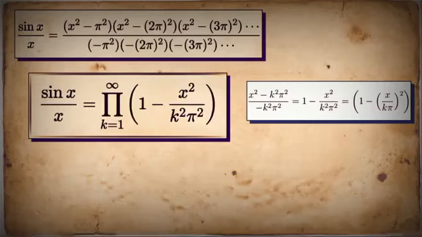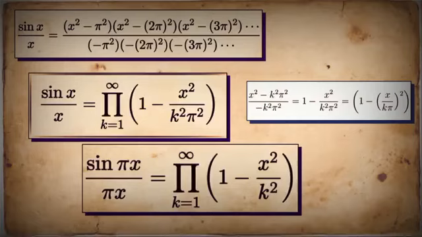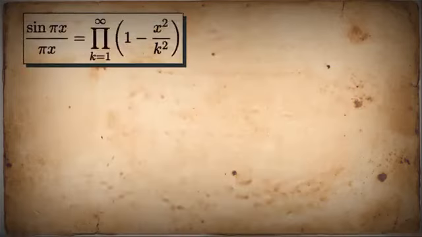Now we make a substitution to align the two formulas, replacing x with pi x throughout the sine product. The sine of pi x divided by pi x equals the product of factors 1 minus x over k squared, for k from 1 to infinity. The denominators are now just the positive integers, 1, 2, 3. No factors of pi appear. At this point, place the two formulas side by side.